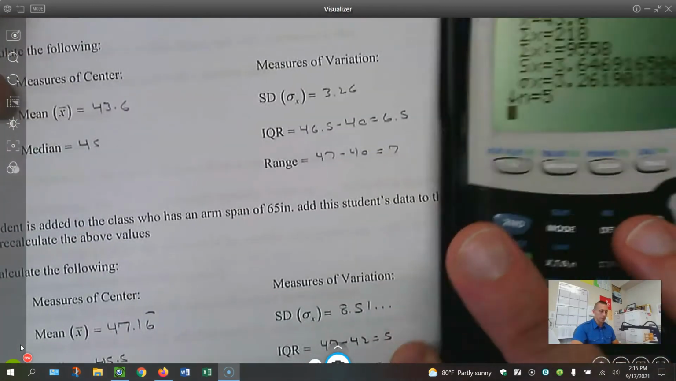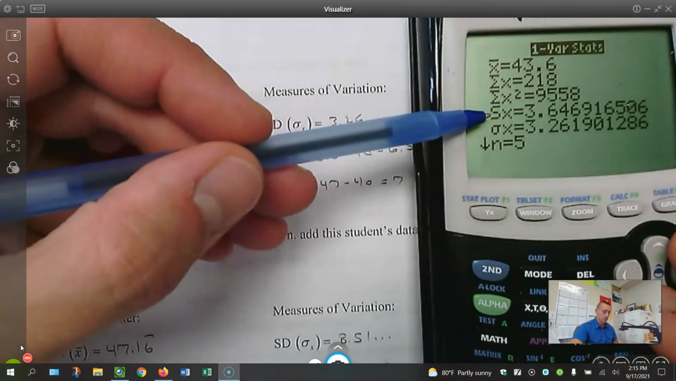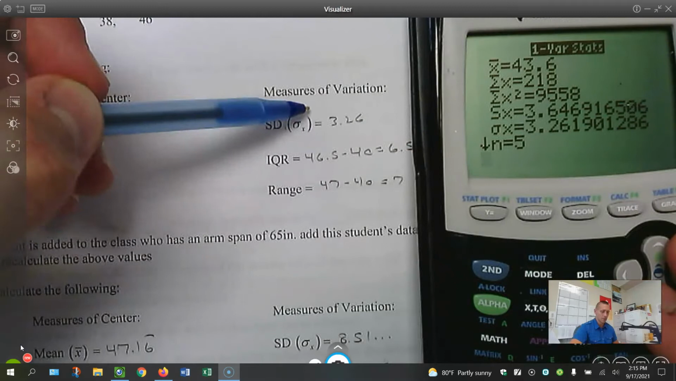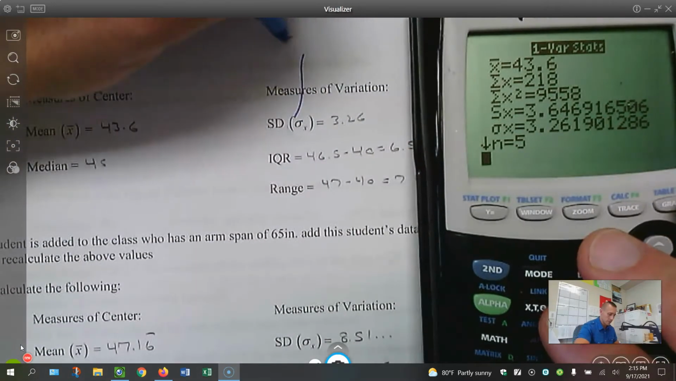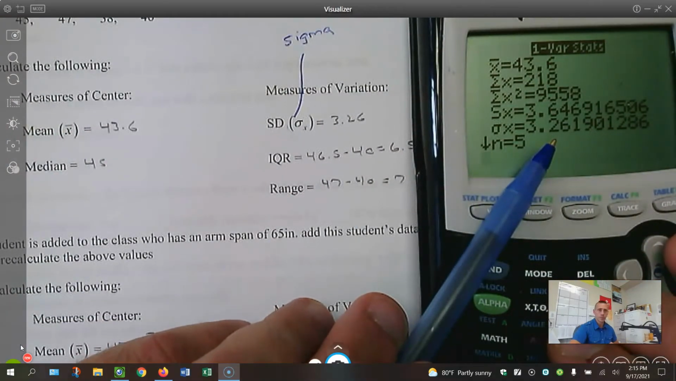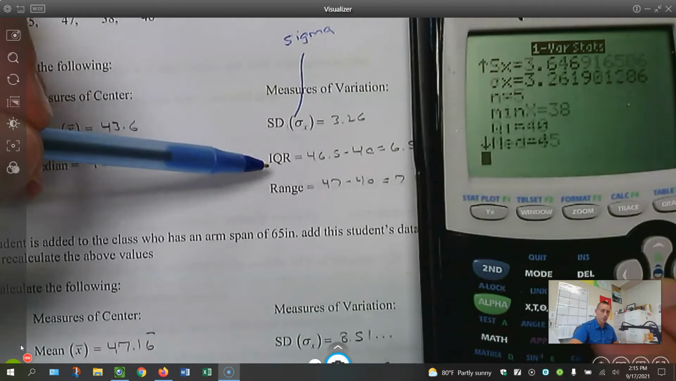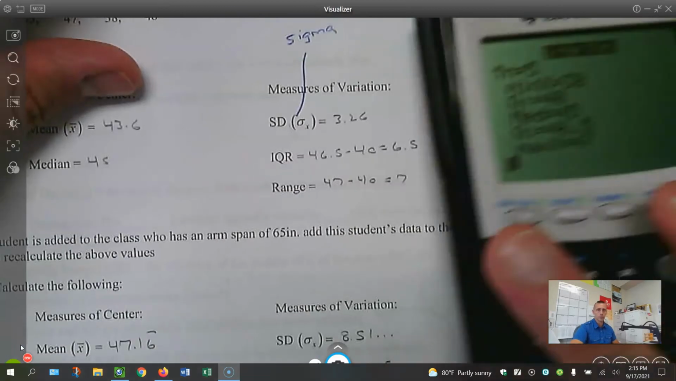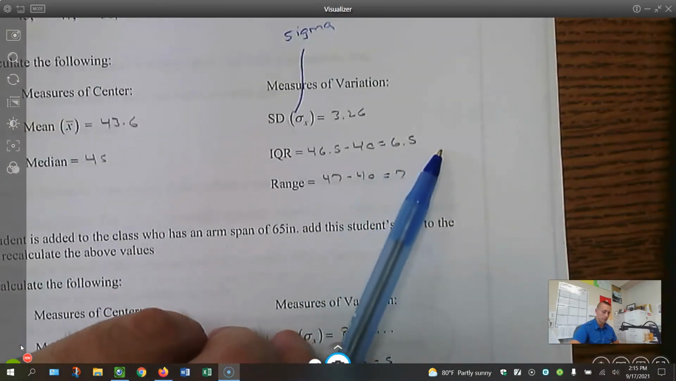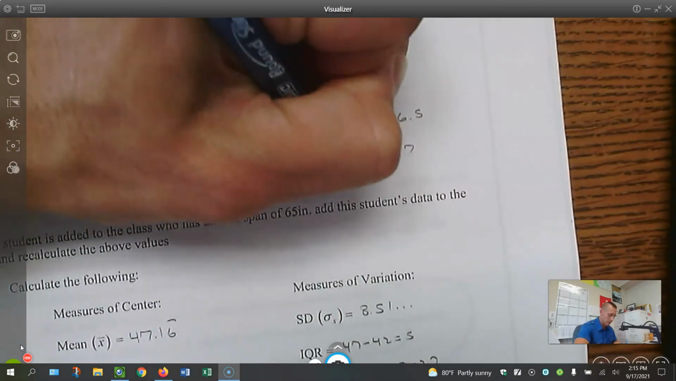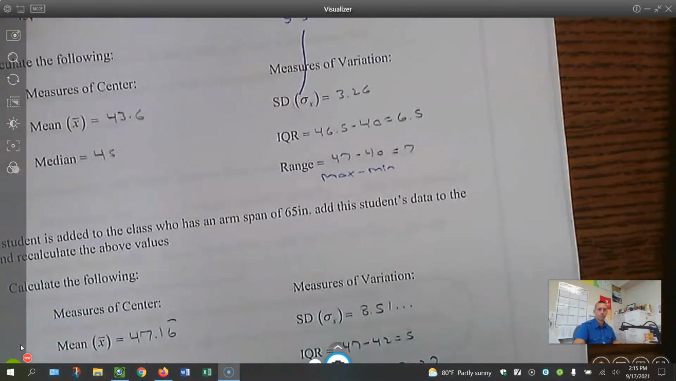And then for standard deviation, there are two different standard deviations. We'll talk more about those later in the course. Here, I just want you to give sigma. That's this symbol, that Greek letter, sigma. And that's 3.26. The interquartile range is quartile 3 minus quartile 1. So I'm just subtracting those two values. So the middle 50% of the data is separated by 6.5 inches. And the range is simply the max minus the min. It's a specific number.